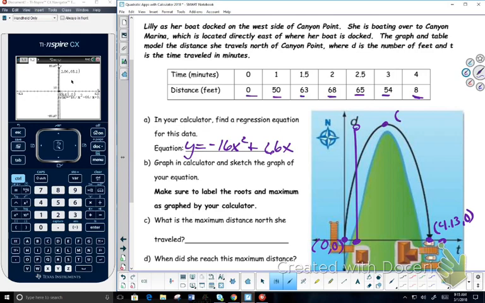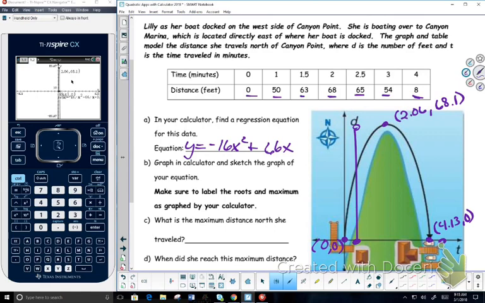It's 2.06, and let's see, we've got 68.1. So at 2.06 minutes, she is 68.1. That's her distance in feet, right, from where she had started.